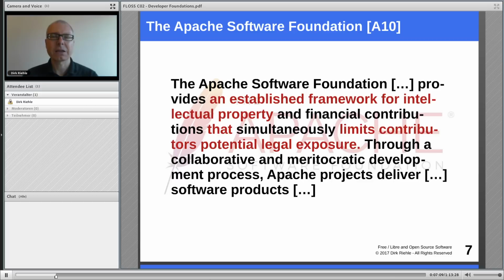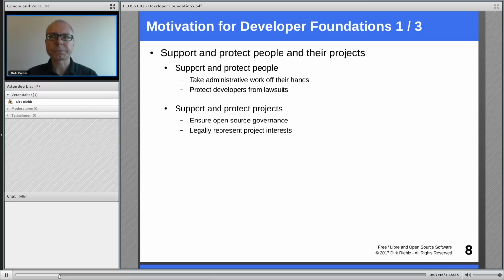Hence, it regulates rights around the intellectual property and financial contributions, gives it some stability, and that simultaneously limits contributors' potential legal exposure. Meaning, if you're a developer and you contribute, should anyone try to sue you for, say, warranties or neglect, the Apache Software Foundation will step in and defend itself in court. All right. So that's what I just explained.